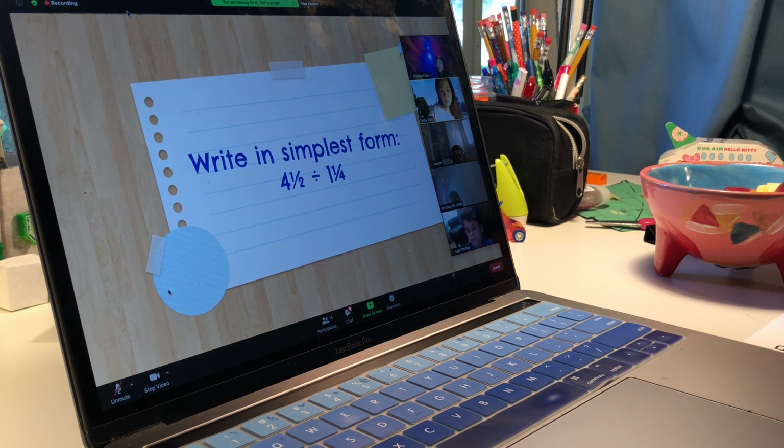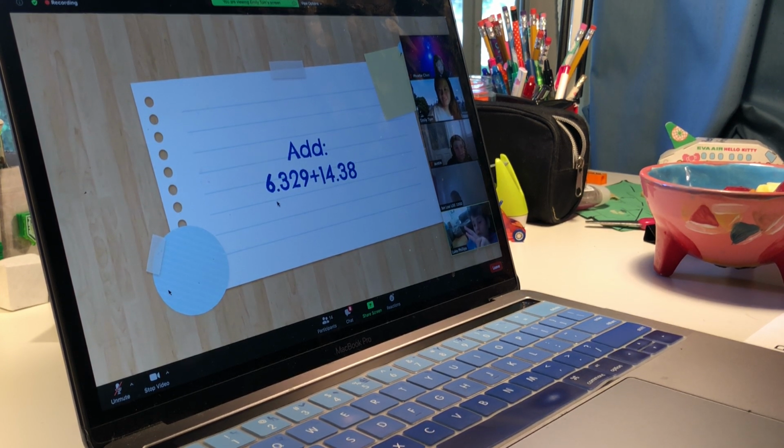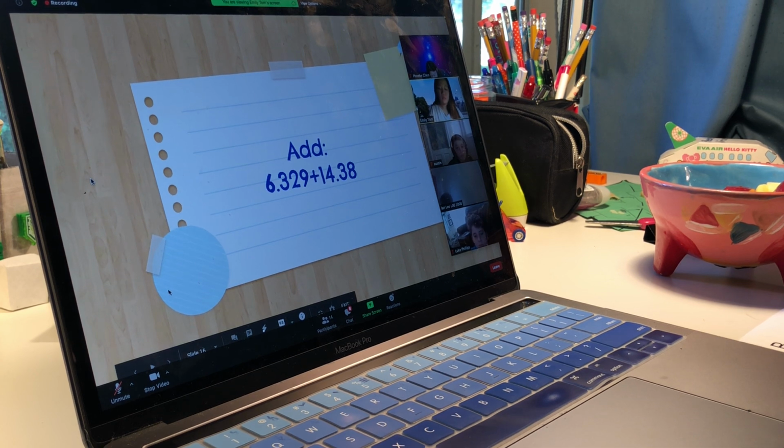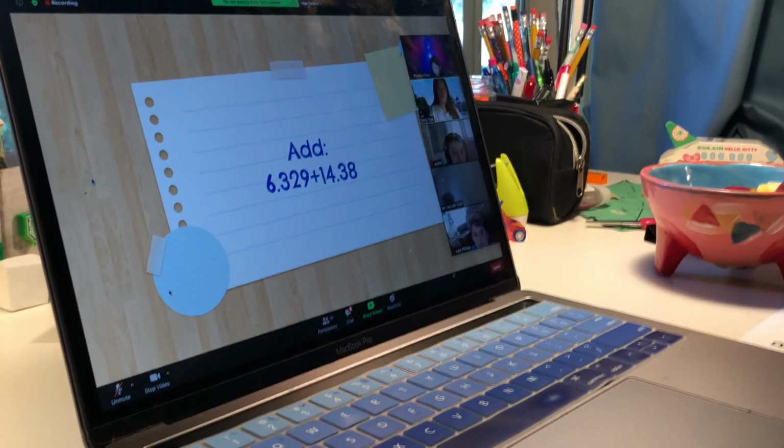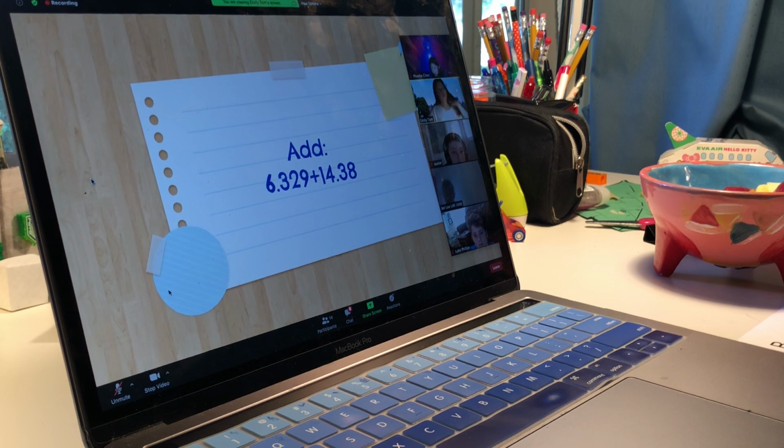Anyone bingo now? All right. I have 4 that I'm really close to, I need 2 more. And then I have 1 where I only need 1. Okay. Go ahead and add this one now. 6.329 plus 14.38. Remember, what happens with our decimals? What did you all get?